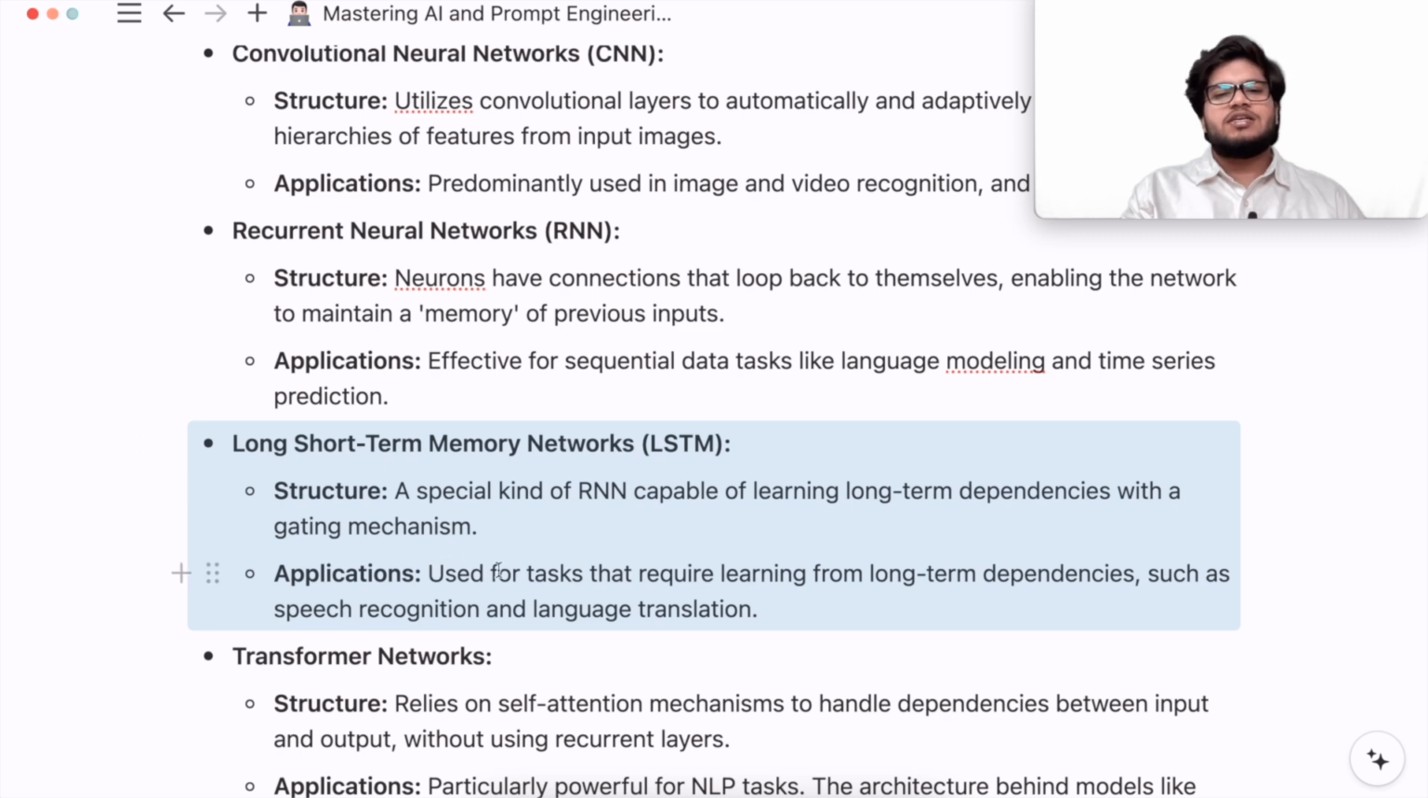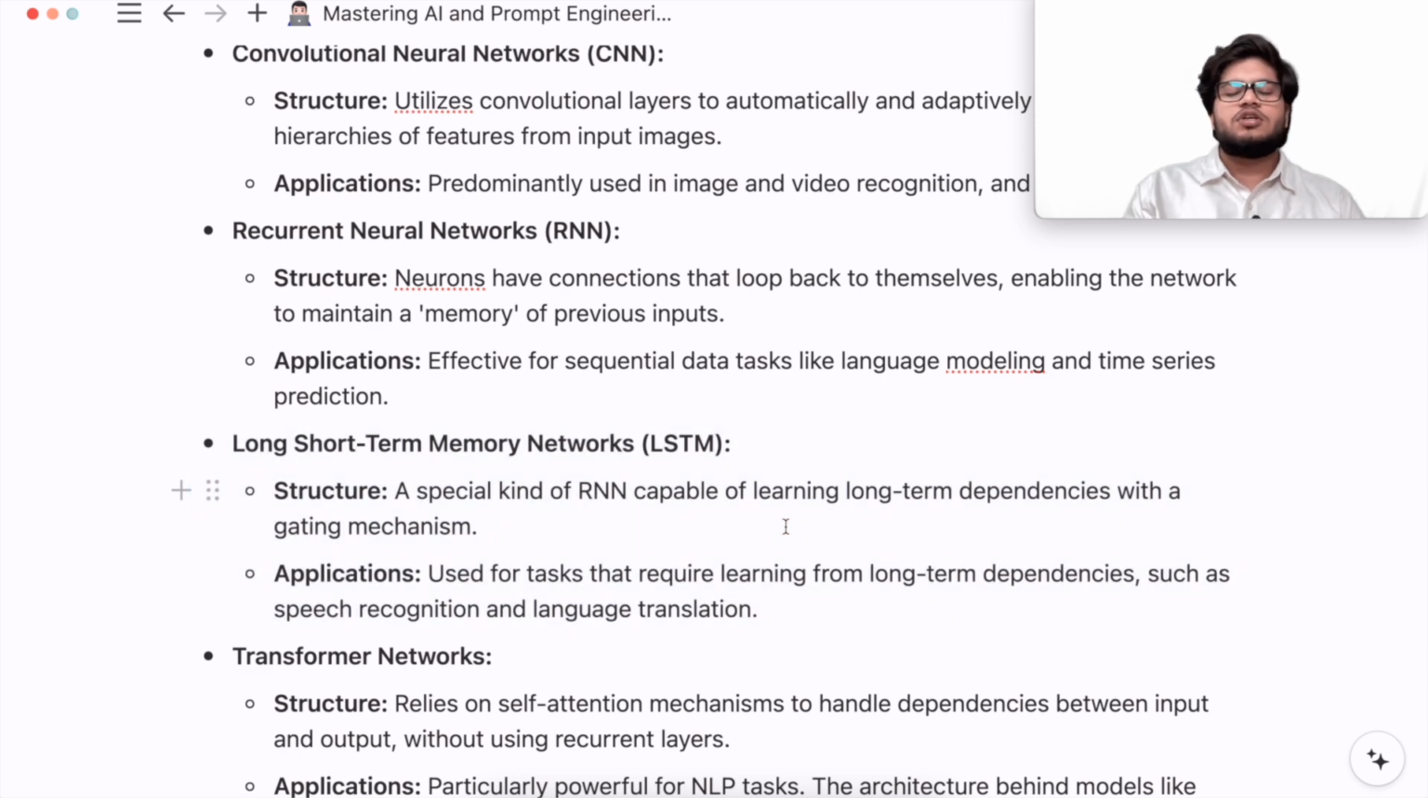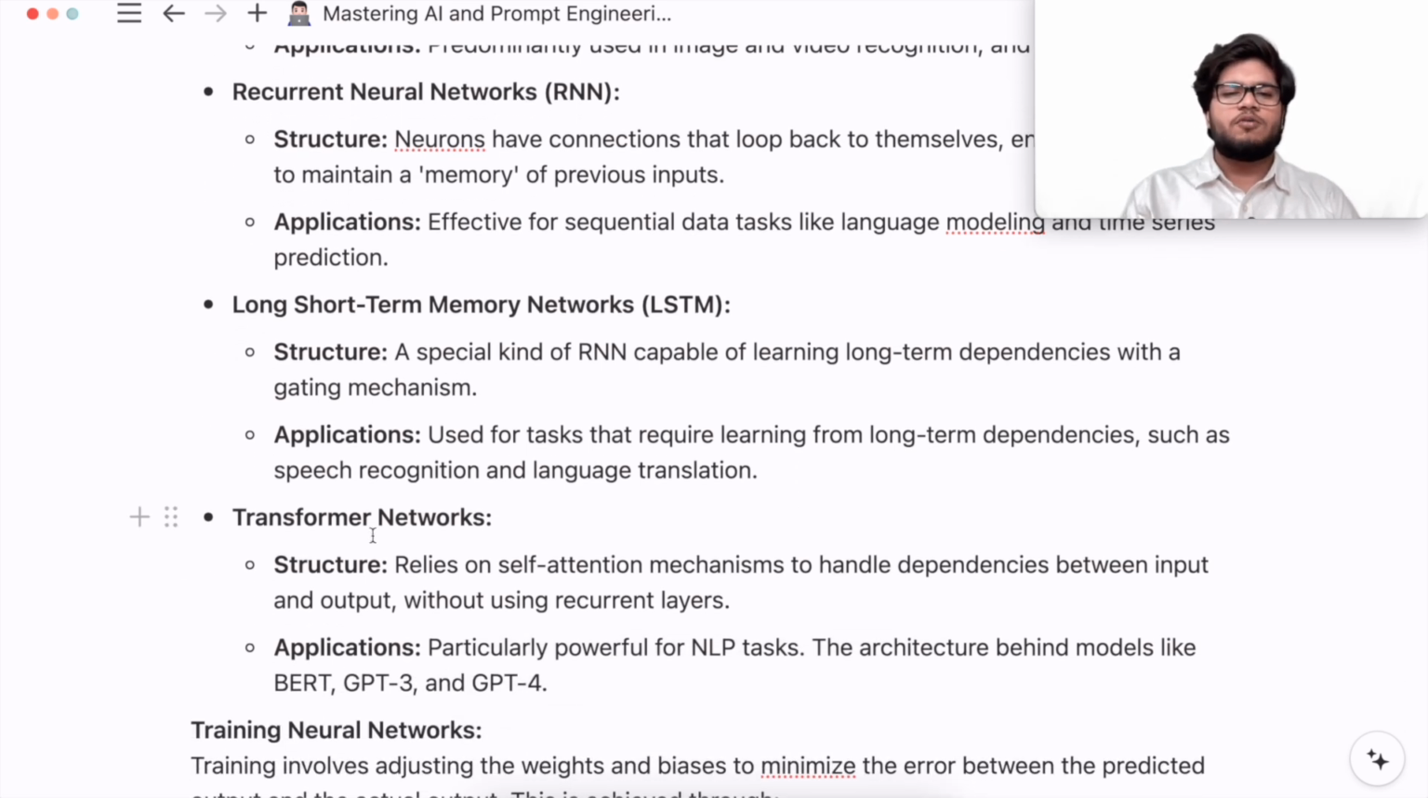The application for LSTM is in tasks that require learning from long-term dependencies, such as speech recognition and language translation. So if we use Google Translator or any other translator, this kind of neural network is present in it. Now let us come forward to transformer networks. The structure is that it relies on a self-attention mechanism to handle dependencies between input and output without using recurrent layers. So it doesn't use recurrent layers, it has a self-attention mechanism. We'll be learning in the next few lectures what the self-attention mechanism is.